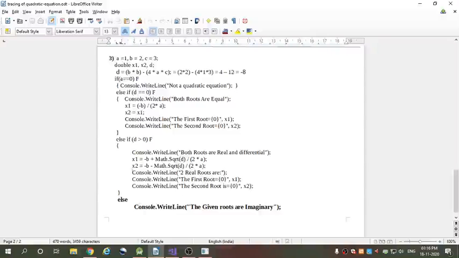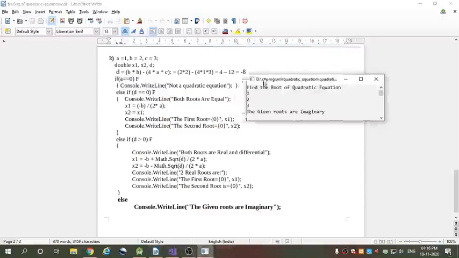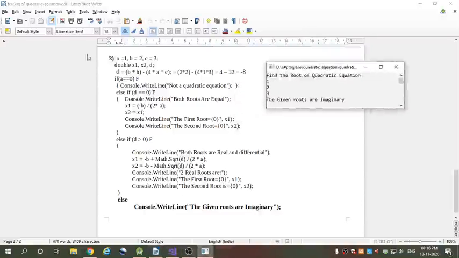on the console I enter 1 2 3, so the a value is 1, b value is 2 and c value is 3. And after that d is equal to b into b minus 4 into a into c. The b value is 2, so 2 into 2 is 4, and 4 into 1 into 3, 4 into 3 is 12, so 4 minus 12 is minus 8.